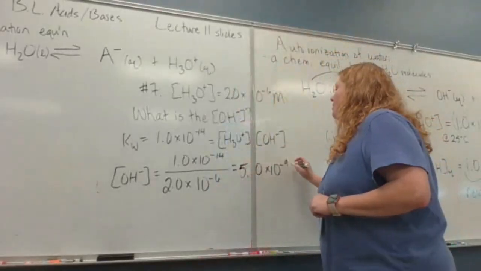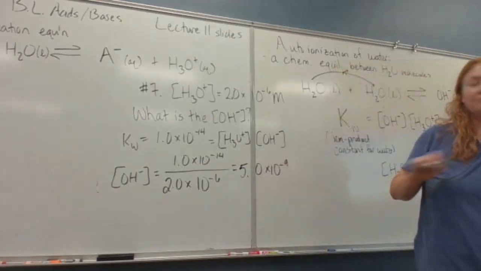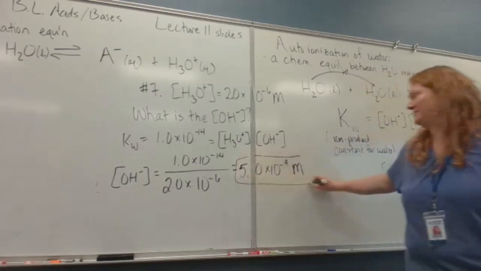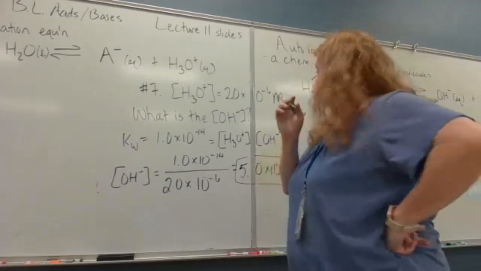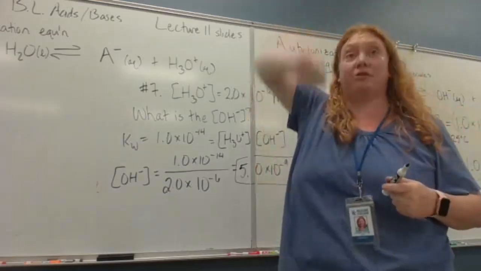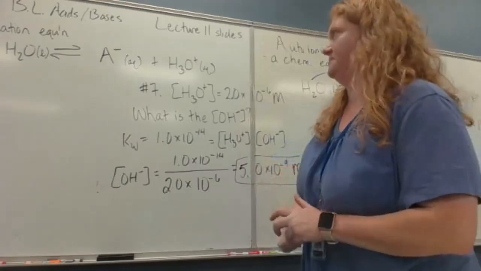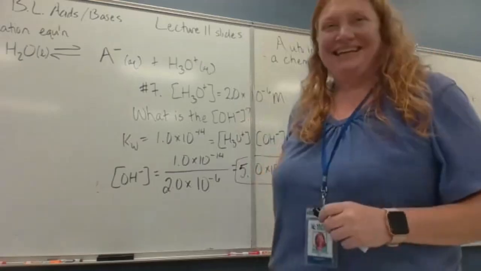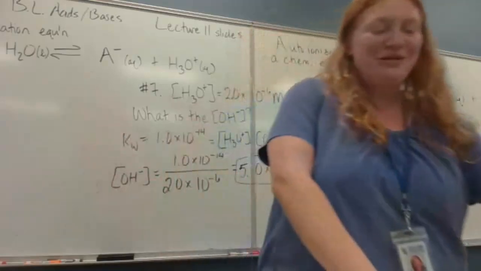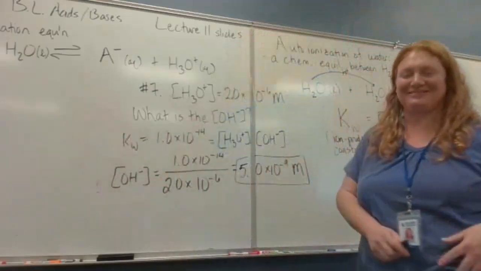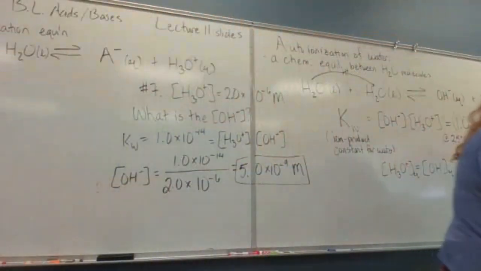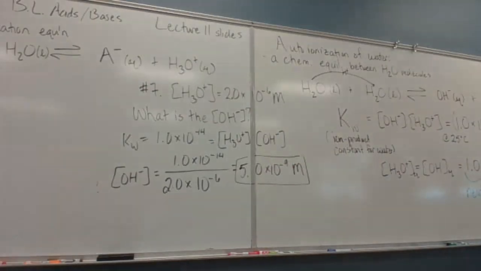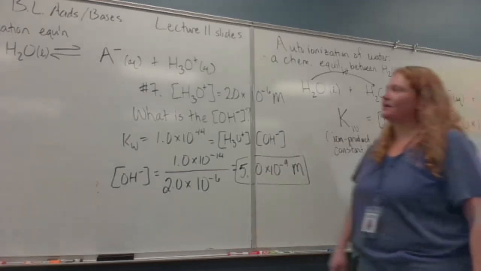5.0 times 10 to the negative 9. Molar. It's a concentration, right? Molar. Big M. Moles per liter, M. That's how we don't say it. We say molar. That's the English of it. That's the way we say it, right? I'm not taking English class right now. This is chemistry English class.